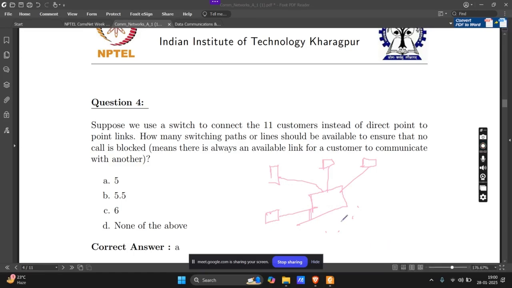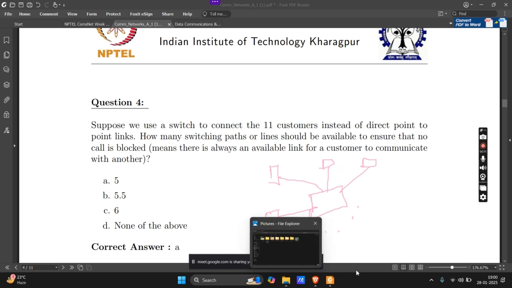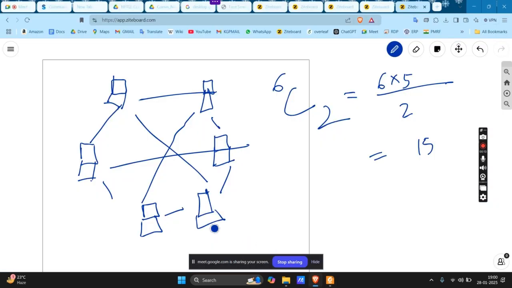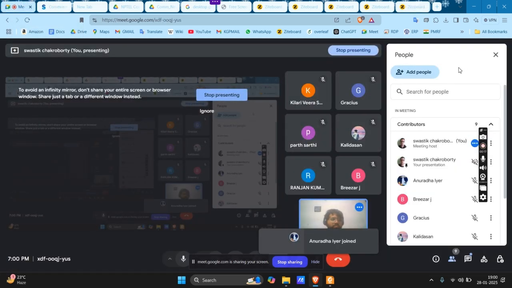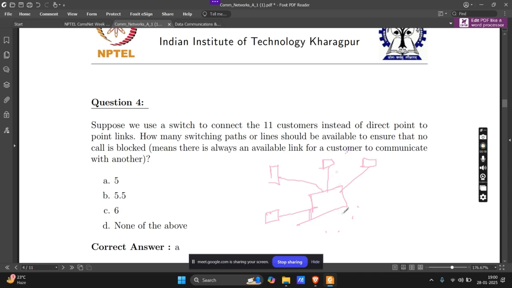So how many switching paths are there? There are 11 links. Now how many switching paths or lines should be available to ensure that no call is blocked? For one pair to talk, how many links are needed? Two links are needed.